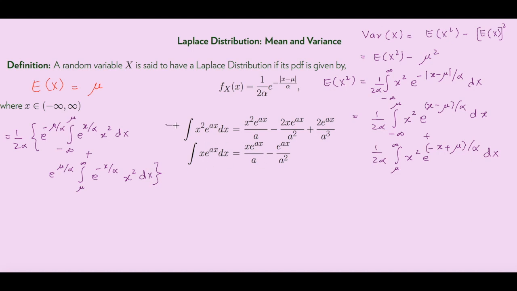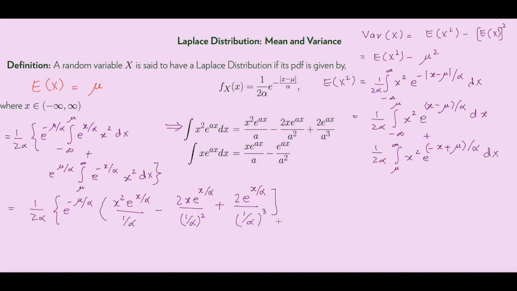Now I will make use of this guy in these two integrals. Okay, so then what we will have is 1 over 2 alpha, then e to the minus mu over alpha. Now what is my a? A is 1 over alpha, so I'll just go and put it here. So x squared e to the x over alpha divided by 1 over alpha, minus 2x e to the x over alpha divided by 1 over alpha squared, sorry, not plus, minus, so plus 2 e to the x over alpha divided by 1 over alpha cubed.